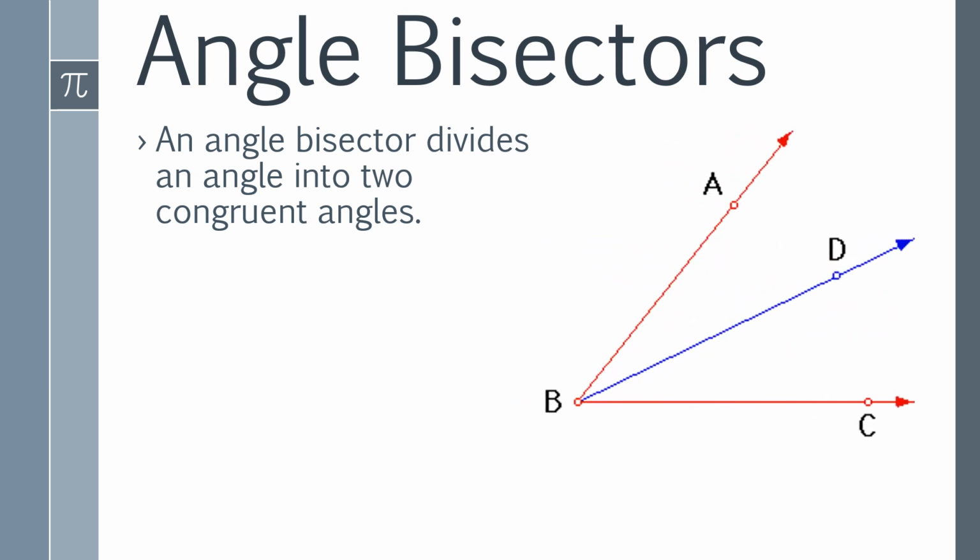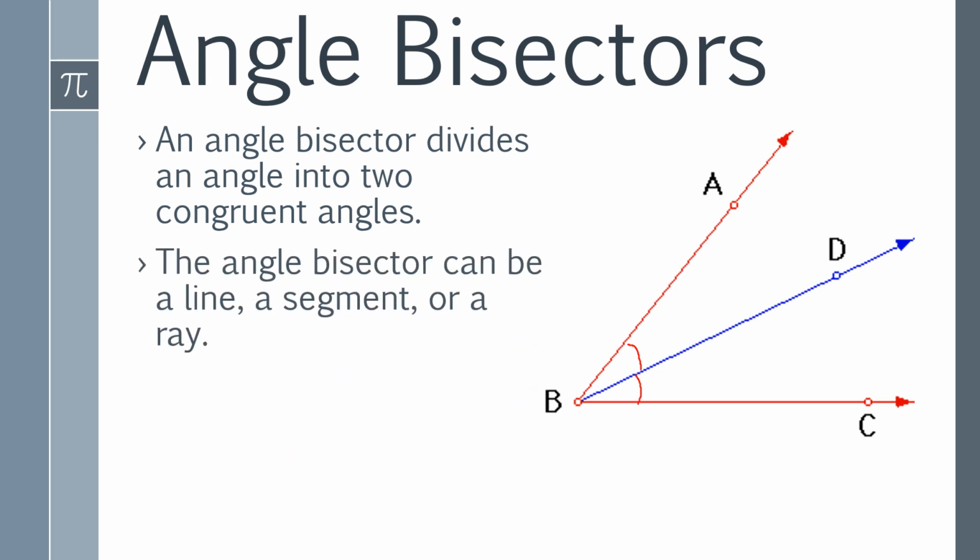Okay, an angle bisector is a ray, a line, or a segment that divides an angle into two congruent angles. So we would have these two angles here be congruent. It can be a line, a segment, or a ray, as we stated.